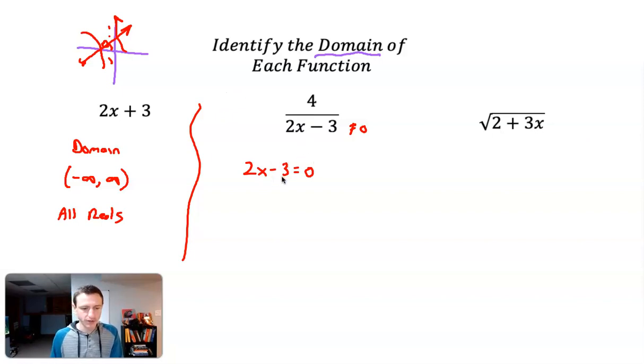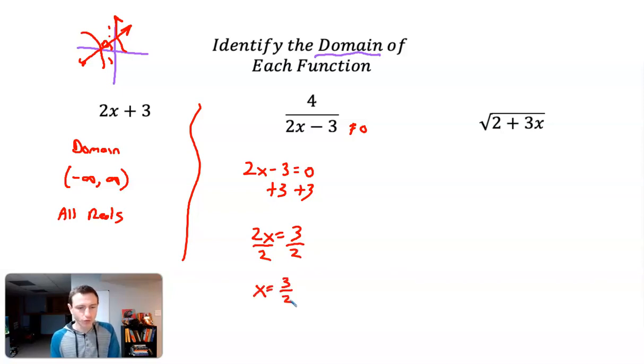So we're going to set the denominator equal to 0. I'm going to solve for x, add 3 over. I get 2x equal to 3. Whoops, let's divide by 2, not 3. So we're going to divide by 2, solve for x. So we get x equals 3 over 2. What that means is that when x is equal to 3 over 2, we are going to zero out the denominator. We can't do that. So that means the domain is everywhere but 3 over 2.